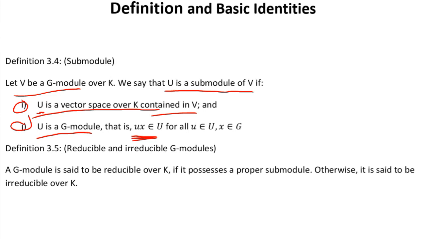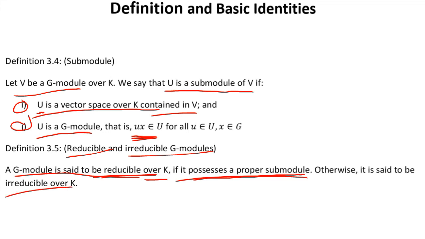Okay, now the next definition you need to know is what we call the reducible and irreducible G module. A G module is reducible over K if it possesses a proper submodule. So if there's a proper submodule, it means you can reduce it. Otherwise, it is said to be irreducible.